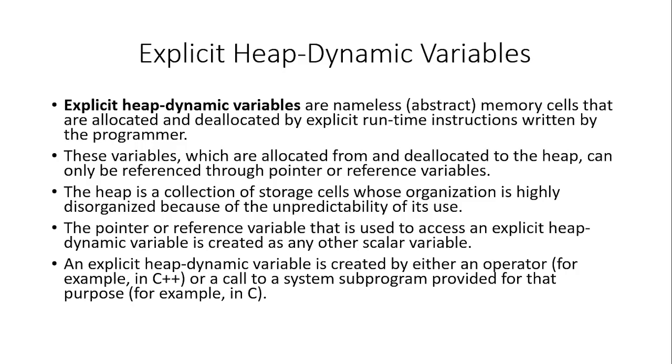The pointer or reference variable that is used to access an explicit heap dynamic variable is created like any other scalar variable. An explicit heap dynamic variable is created by either an operator, for example in C++, or a call to a system subprogram provided for that purpose. So in languages like C++, this variable is created by an operator, or we have some system subprogram that we call, provided for that purpose, and that is the case with the C language.